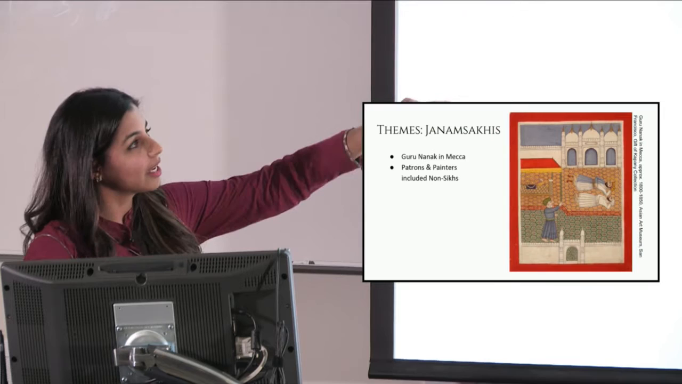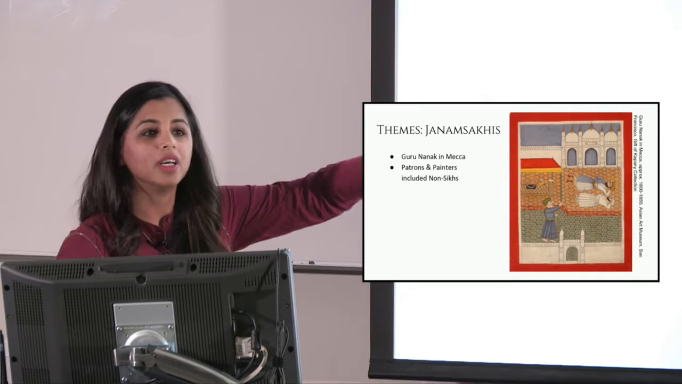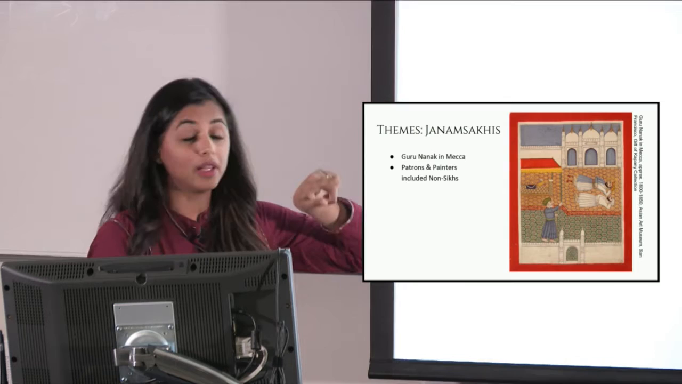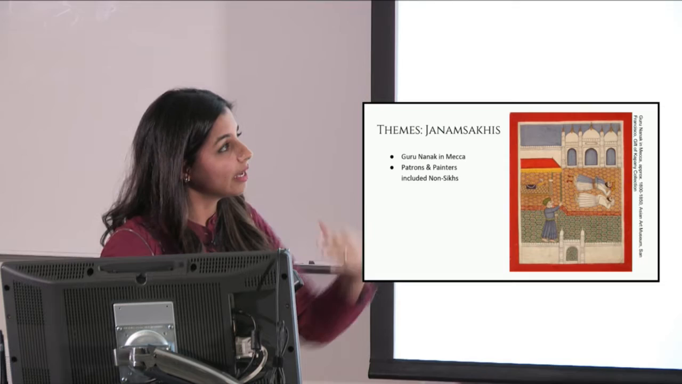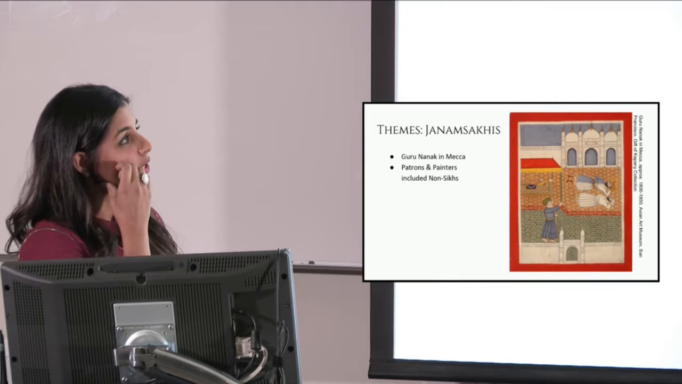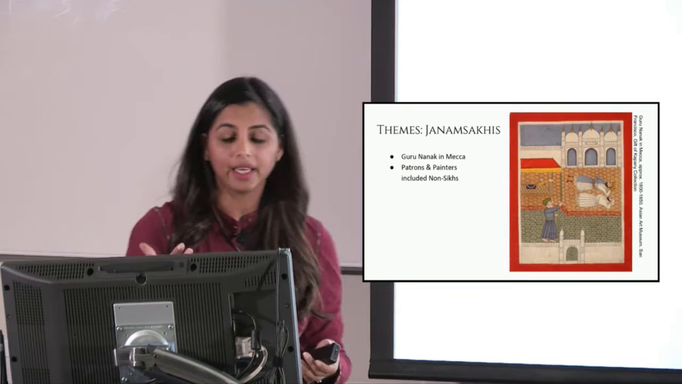Can anybody see the yellow halo around Nanak? Is it visible? So in this painting, the painter has indicated Nanak with a yellow halo around him. So in most of the Janam Sakhis, you'll find Guru Nanak with a halo. And you can see the holy man trying to scold Nanak about sleeping with his feet towards Kaaba. And likewise with Janam Sakhis, the painters were non-Sikh and the patrons were Sikhs and non-Sikhs.